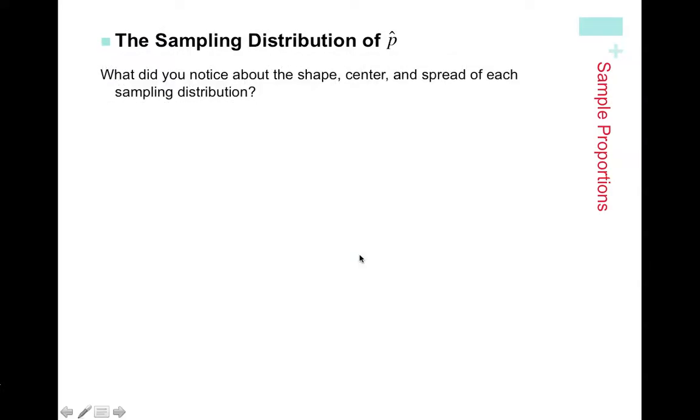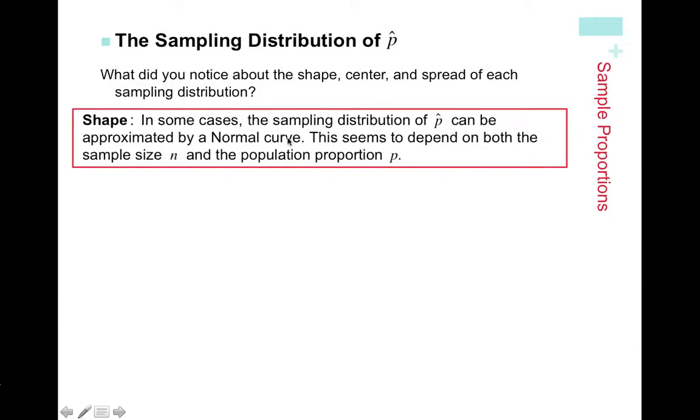So, what are we seeing? With both of these cases, the sampling distribution of p hat can be approximated by a normal curve. Those distributions look mostly normal, symmetric, bell-shaped. However, the overall distribution depends on both the sample size and the population proportion. That bell curve moves and changes its height and width and spread depending on the population's proportion and the sample size.